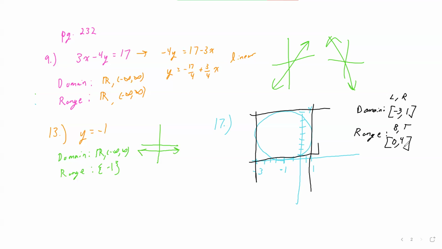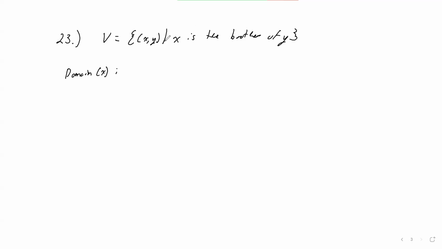All right, let's do one more. Let's look at number 23. I was talking to you about how relations don't have to be numbers. It basically means I put something in and I get something out. So number 3 says V equals the set of X, Y such that X is the brother of Y. If X is the brother of Y and you need to know the domain, the domain deals with your X.